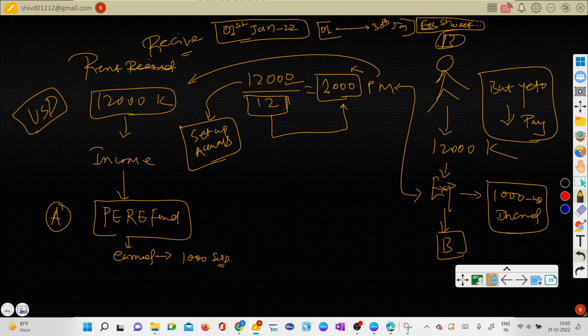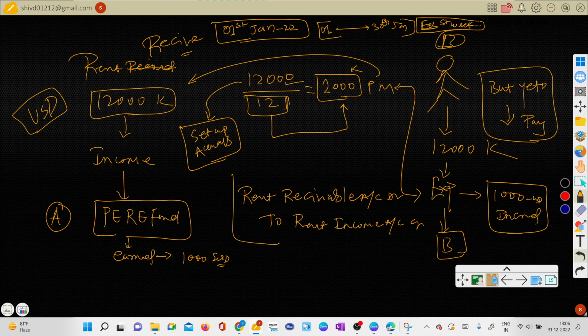And every month we'll record the accounting entries where one will treat it as income. So it means one will create rent receivable account debit to rent income account credit. Every month you need to prepare this accounting entry and record the 1000 income in your books of account, and your job is done.